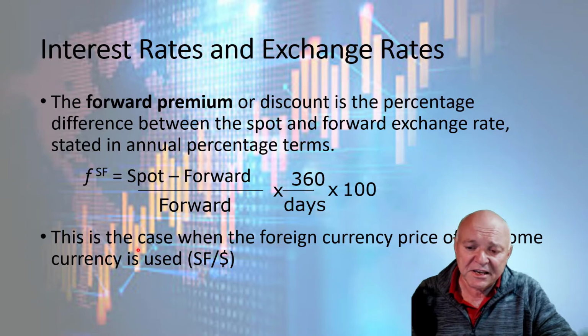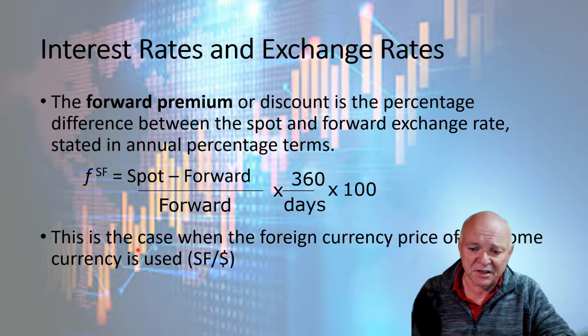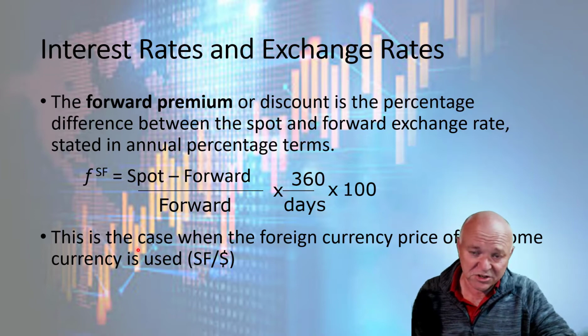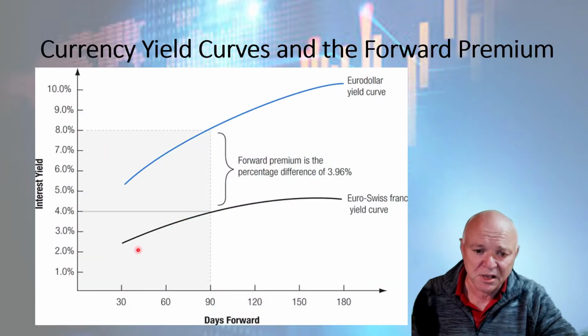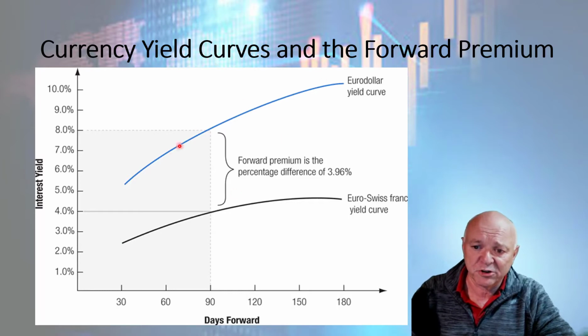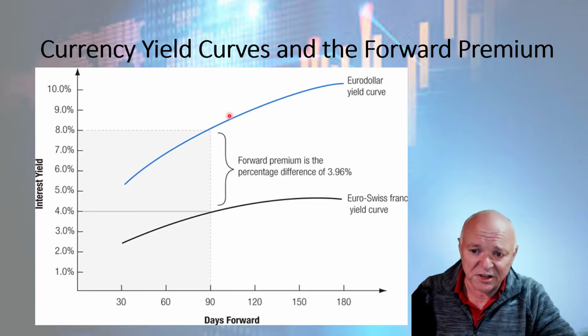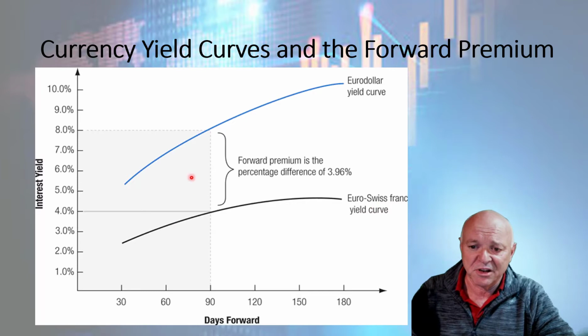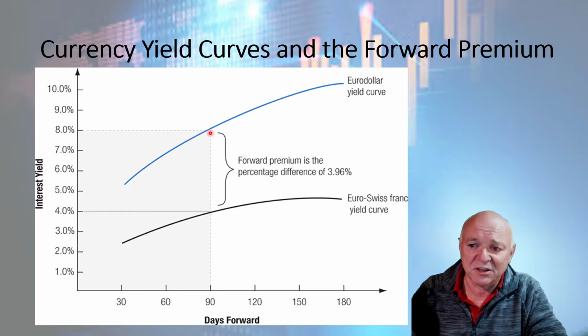And so that would be the case when the foreign currency price of the home country currency is used, if we're working this out in what we call the indirect terms. And here's an example of a chart that expresses that. We're comparing the euro-dollar yield curve. The rate of interest on US currency is much higher than the Swiss franc yield curve. In fact, the difference is about 4%. So for a 90-day rate, the increase in the interest rate between the Swiss franc government bond rate and the US government bond rate is that premium of 3.96%.